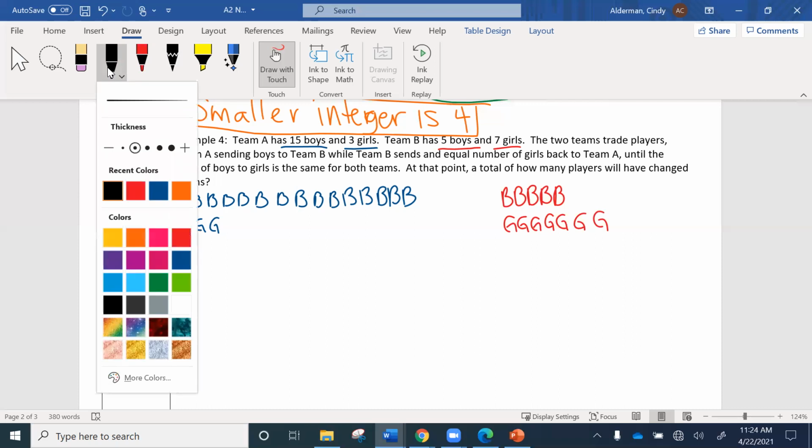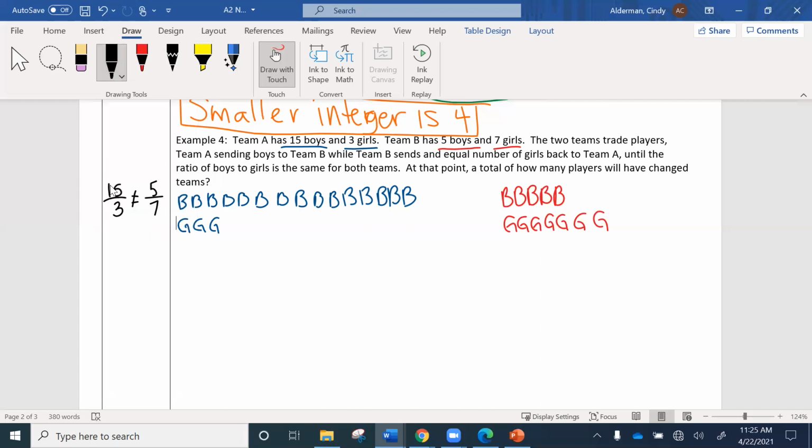So let's try a move. Remember, we don't have any answers. We're just going to try a move. All right, so here's my first attempt. Let's see. Let's say I move 3 of the boys from one team to the other team.